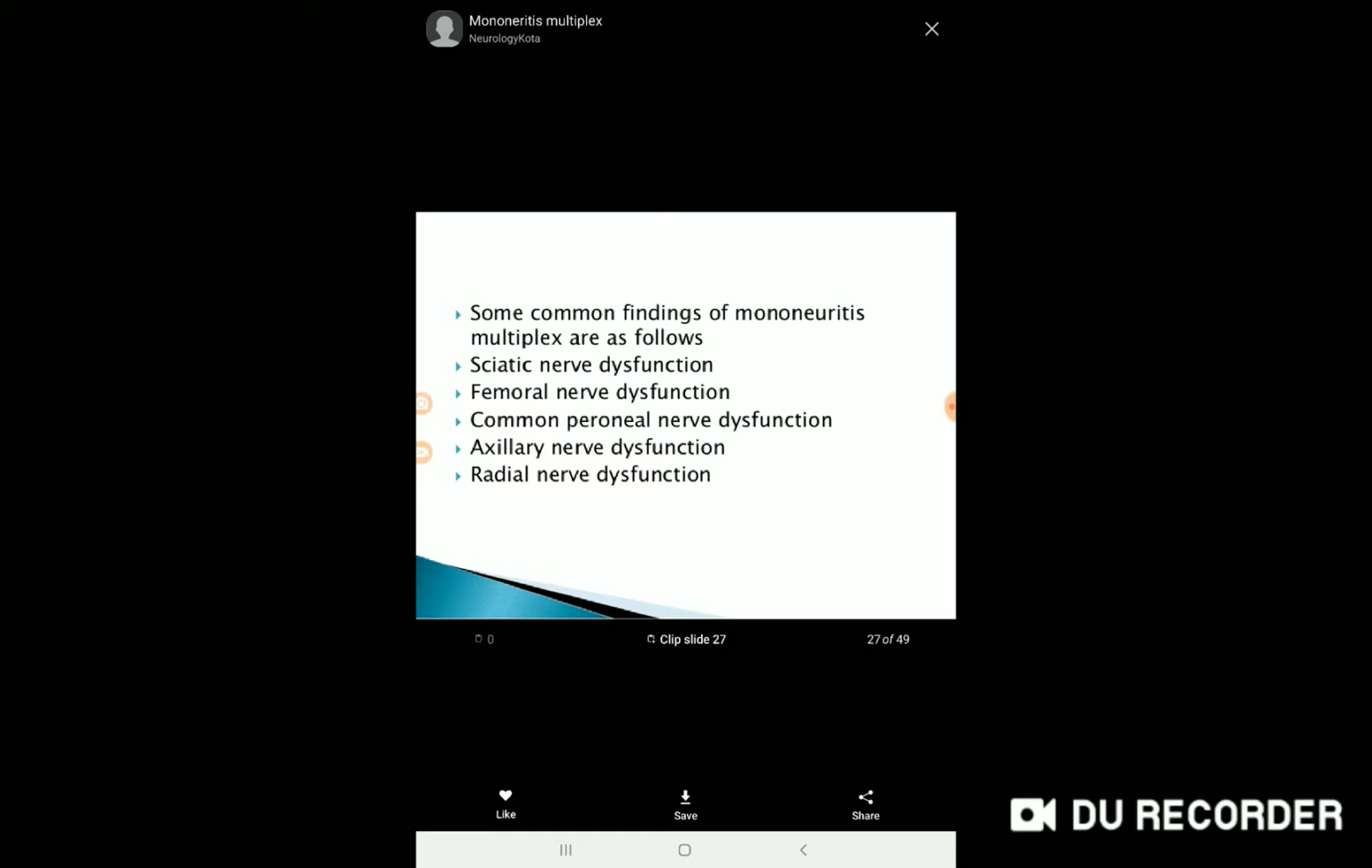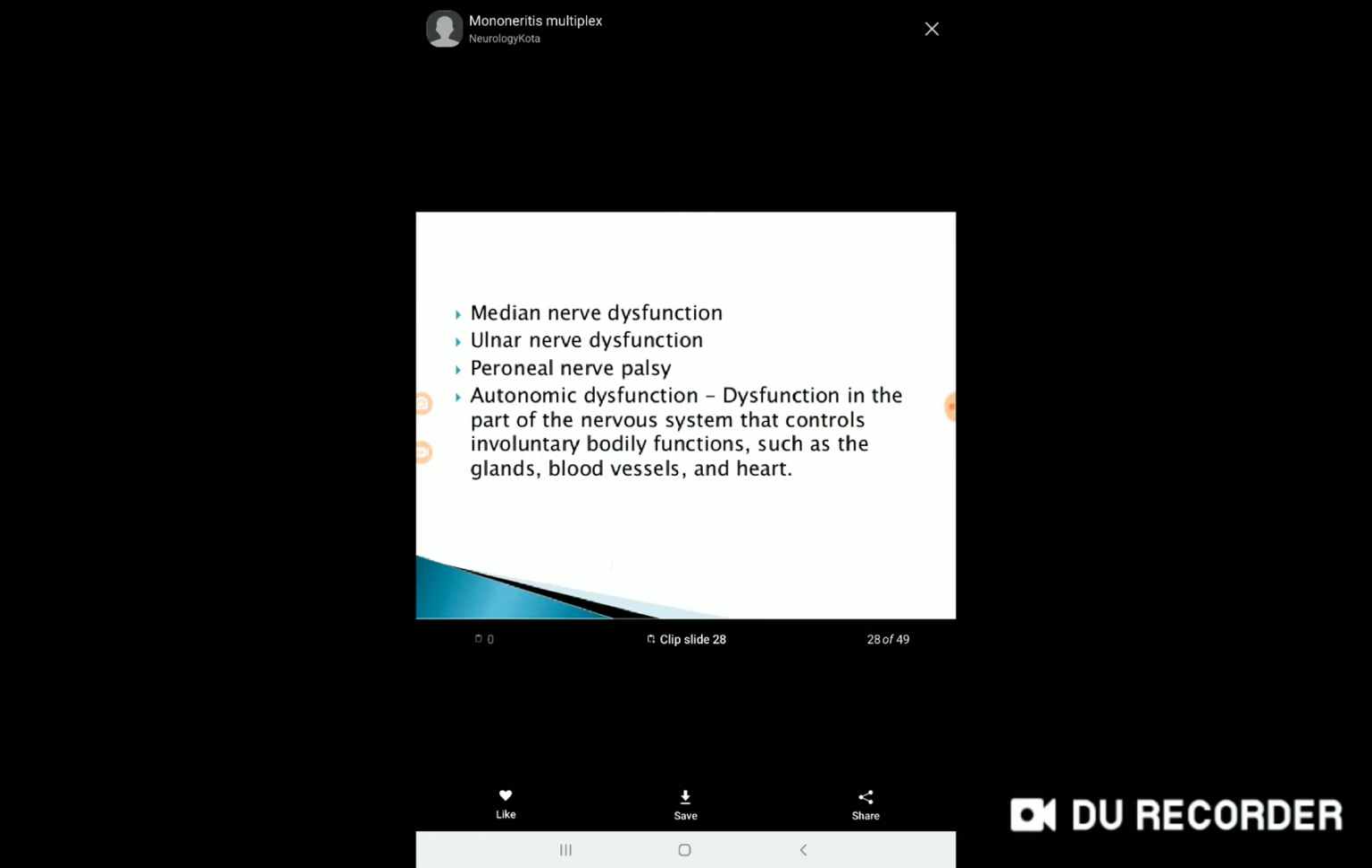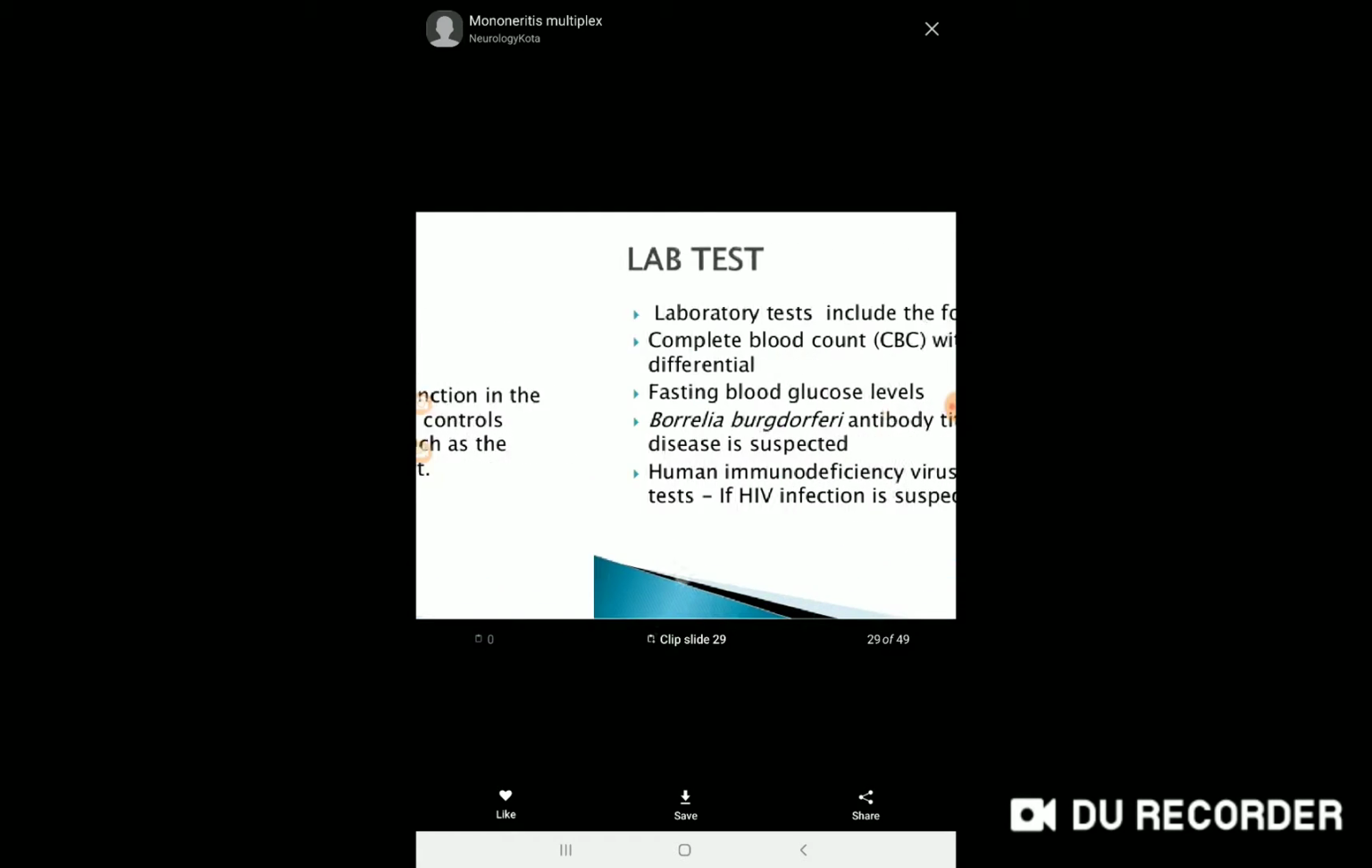And some examples of mononeuritis multiplex. These are the common examples: sciatic nerve, femoral nerve, common peroneal nerve, median nerve, ulnar nerve, and foot drop.